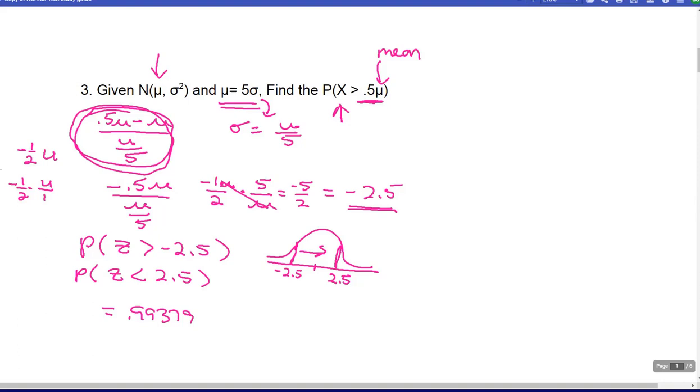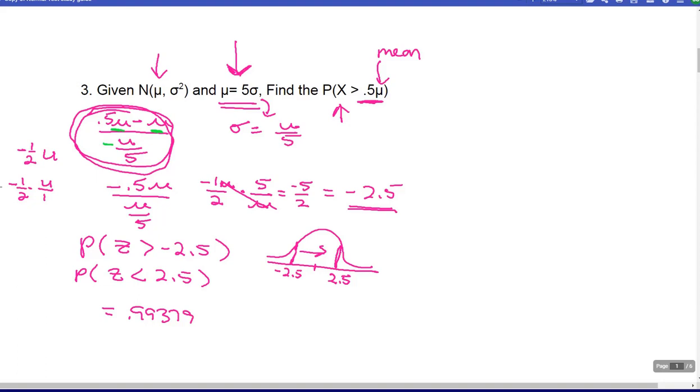0.99379. Okay? So whenever you get a problem and they give you something like this, some kind of formula, either involving mu or standard deviation, you're still going to find the z-score, but what you want to do is you want all the letters to be the same. I want this to be a mu, and this to be a mu, and this to be a mu. Now, we also could have done it another way, as if we would have done standard deviations.